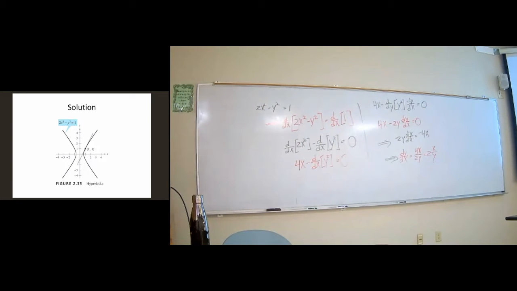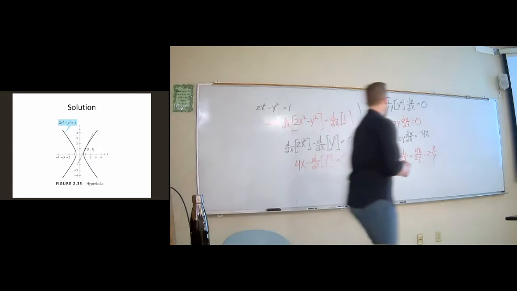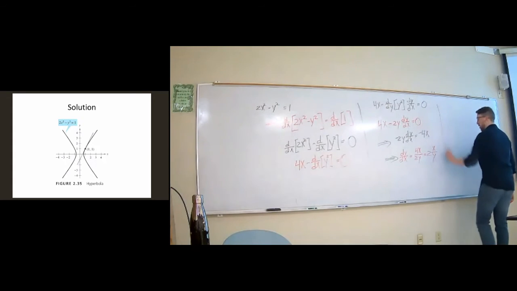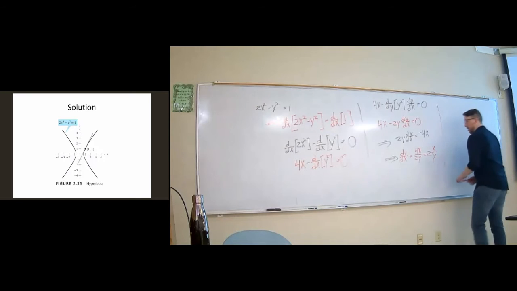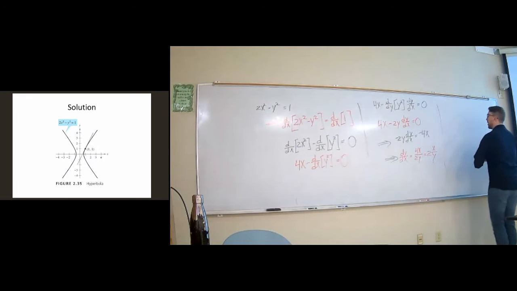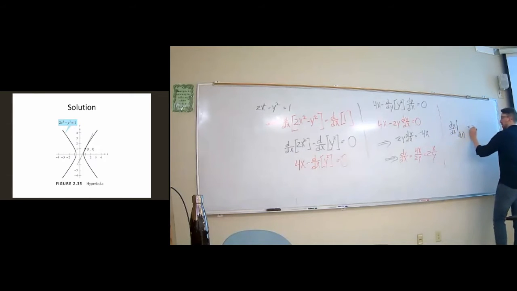So if we want to find the slope of this tangent line here, the line tangent to our equation at the point 1, 1, we would just apply the point 1, 1 into this. So dy dx at 1, 1 is equal to 2 times 1 over 1. It's just equal to 2.